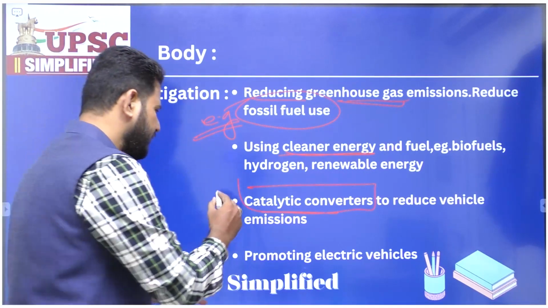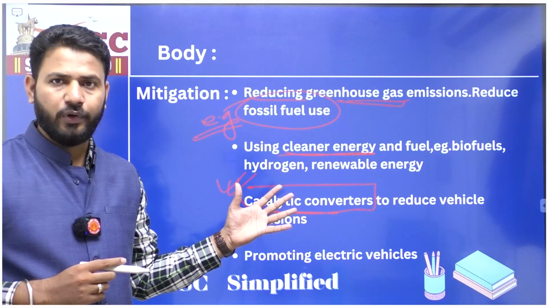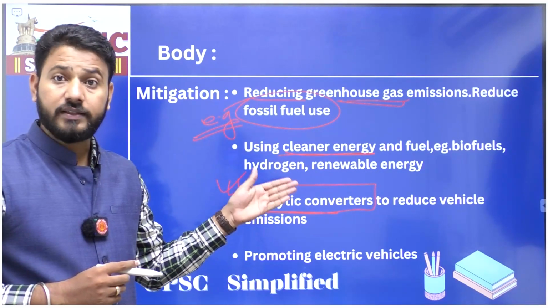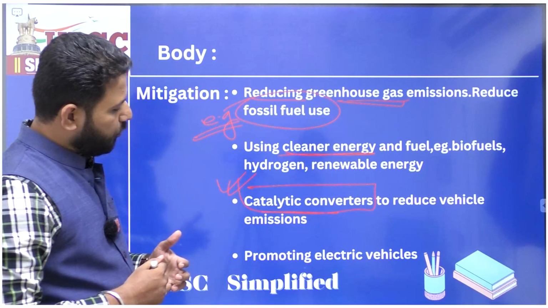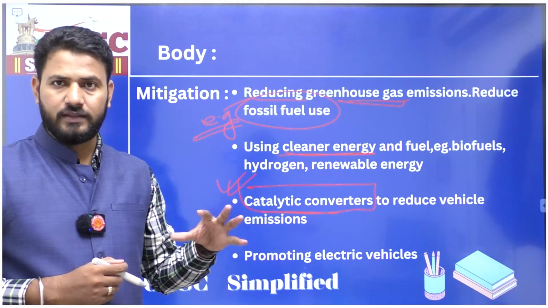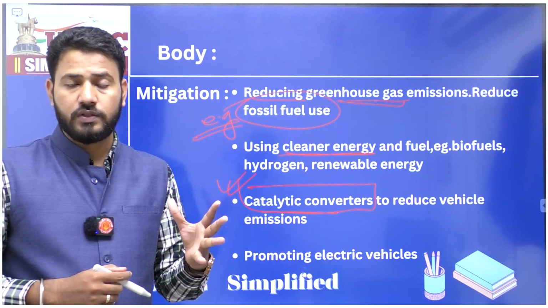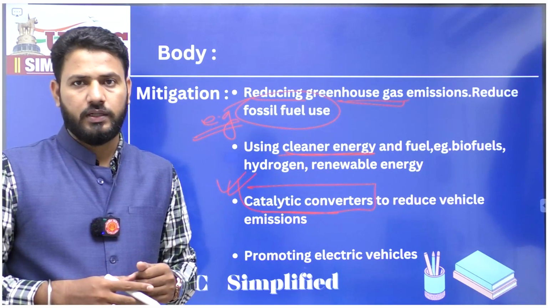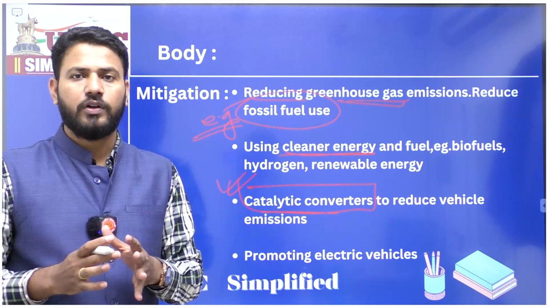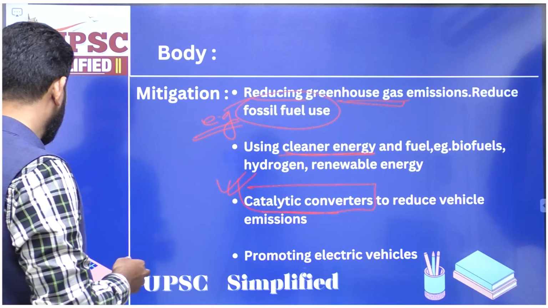Okay, with BS6 engines coming in, this actually is not a very important point, but yes, catalytic converters can be used. Then you have promoting electric vehicles. This is what the government is doing. Once you have electric vehicles in place, there's no source for these primary pollutants, and automatically photochemical smog formation will be controlled. Okay, so these are the 3 important parts of the body.